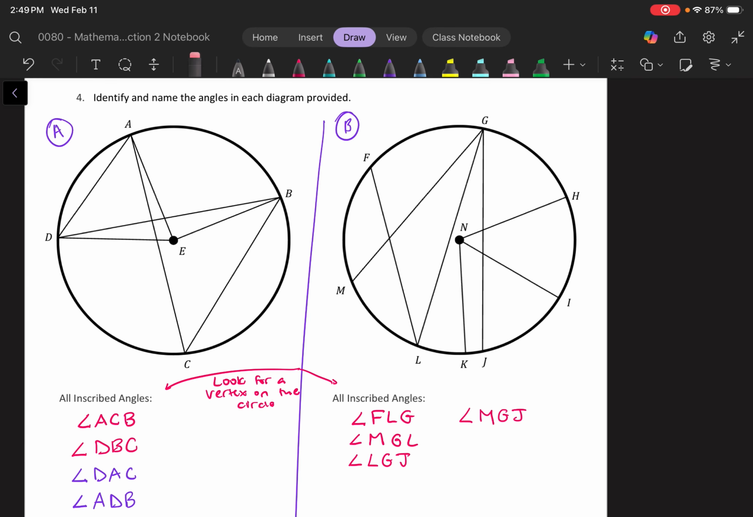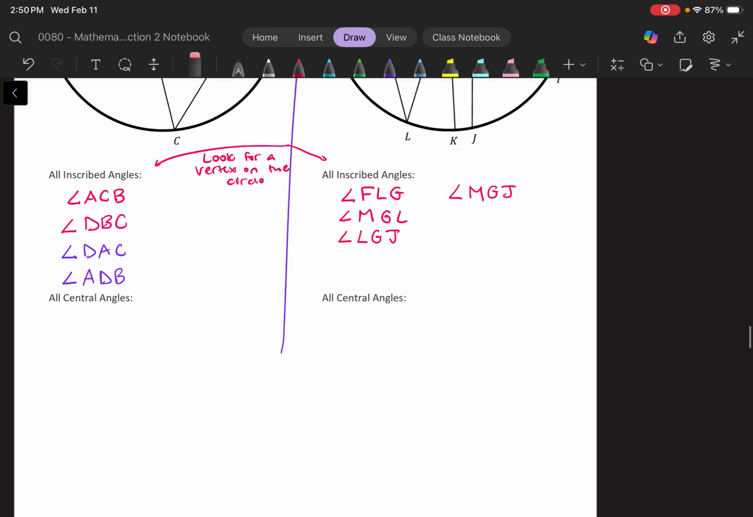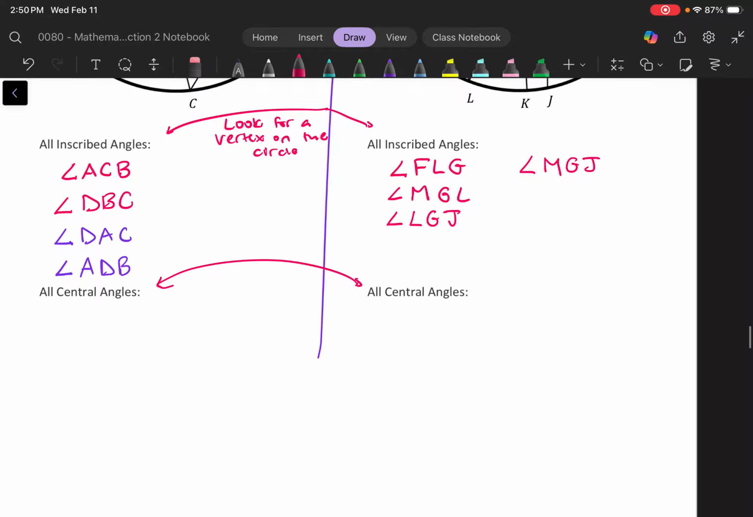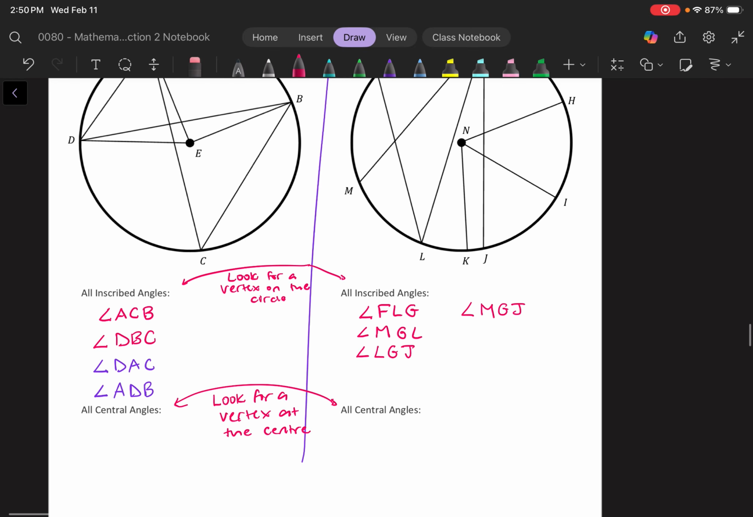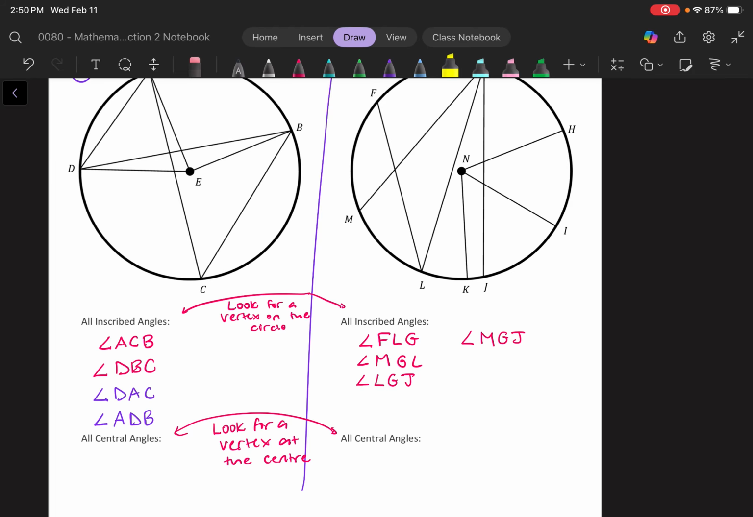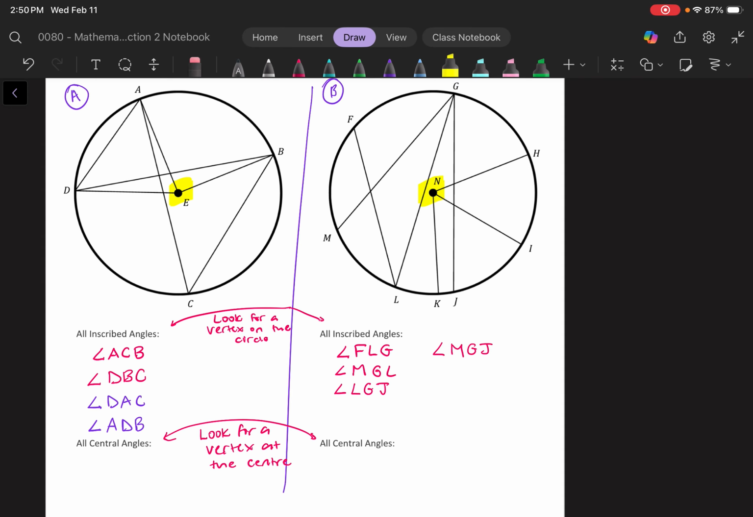Now, we also want to look for central angles. And when we talk about central angles, these central angles will always have a vertex at the center. So look for a vertex at the center. So not on the circle, but legit at the center. And when I take a look legit at the center, every single central angle, when I three-letter name it, will always have that center point as the middle letter. And that's true in any diagram, because the center will always be that vertex in a central angle.